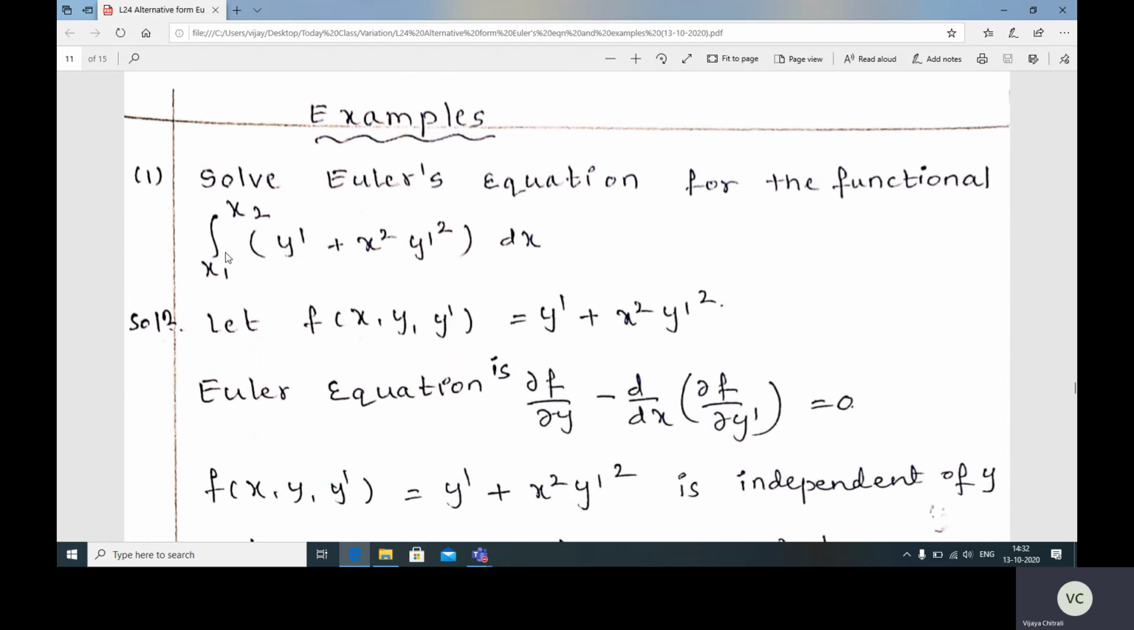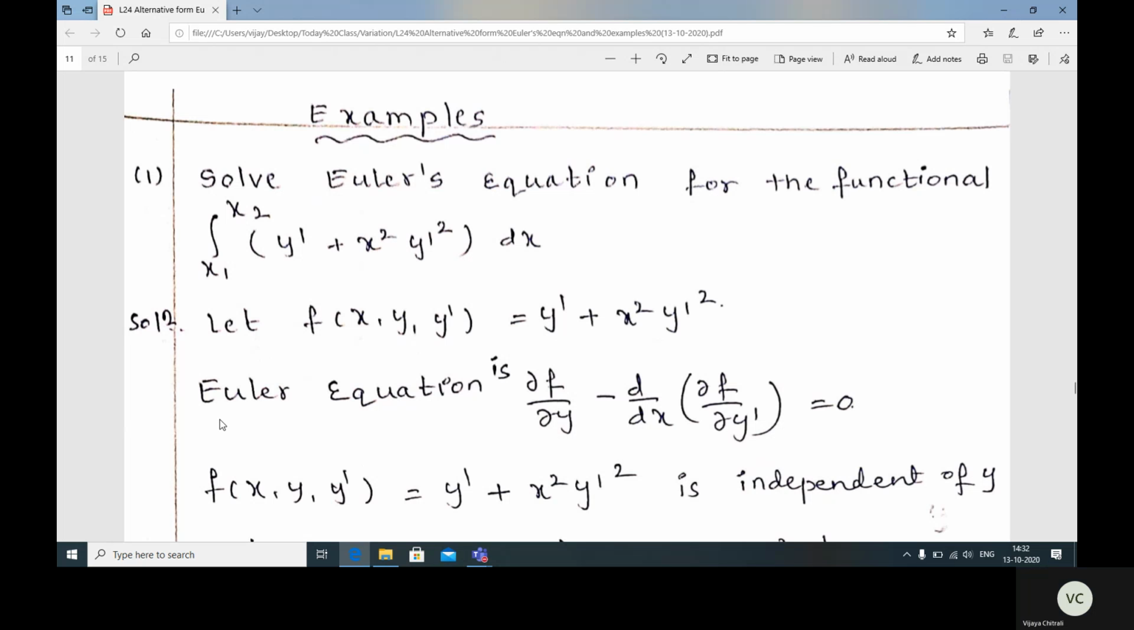Examples. First one: solve Euler's equation for the functional integration from x1 to x2 of y dash plus x square y dash raised to 2 dx. So this is our given function, right? So here f of x, y, y dash, a function involving these terms, will be y dash plus x square y dash raised to 2, right? So observe this. This is free from y, so here dou f divided by dou y will be 0, right?